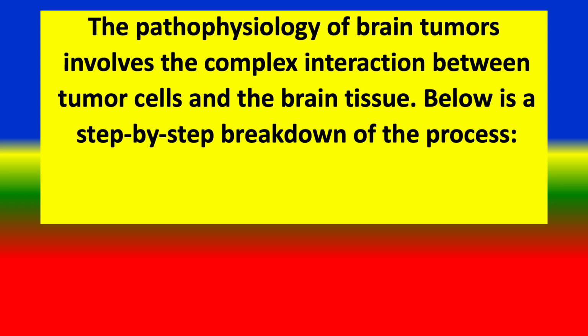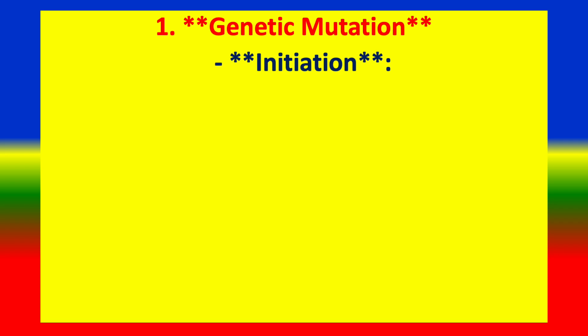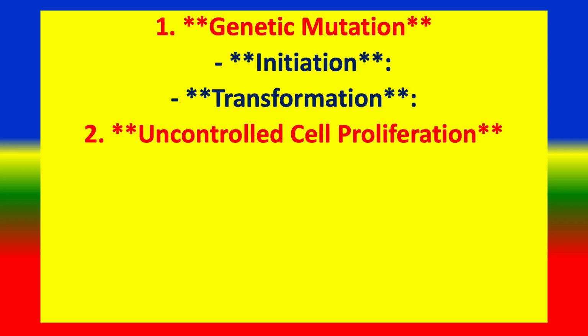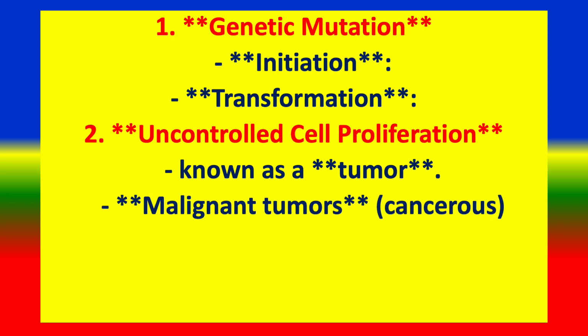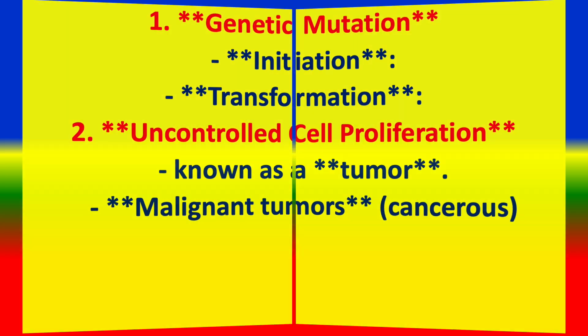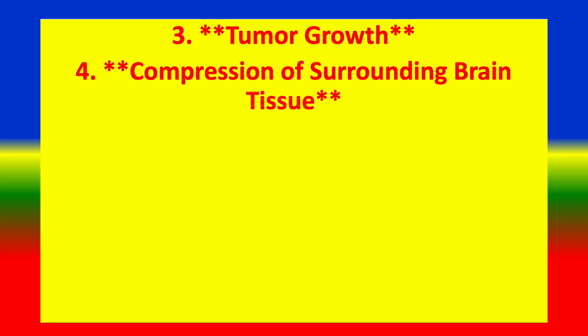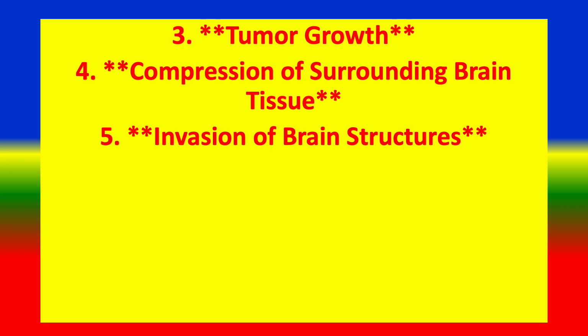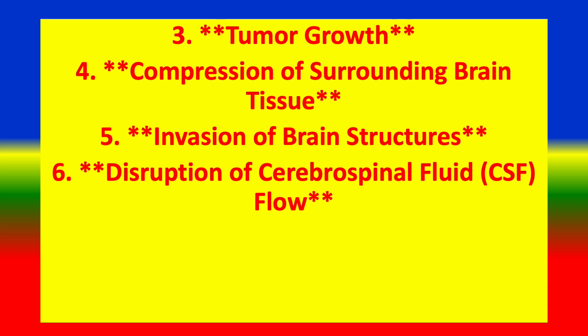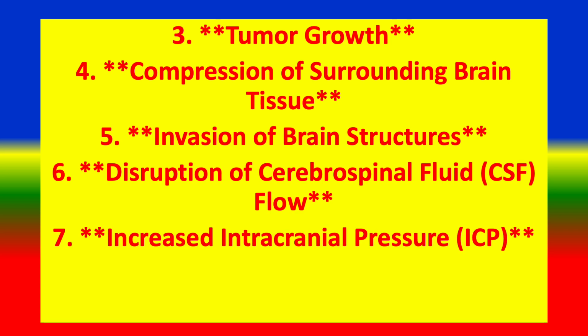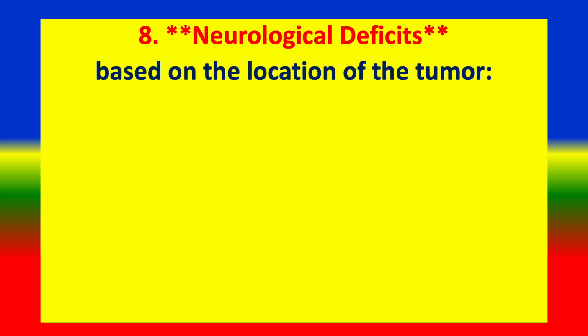The pathophysiology of brain tumors involves the complex interaction between tumor cells and the brain tissue. Below is a step-by-step breakdown of the process. 1. Genetic mutation. Initiation, transformation. 2. Uncontrolled cell proliferation, known as a tumor. Malignant tumors. 3. Tumor growth. 4. Compression of surrounding brain tissue. 5. Invasion of brain structures. 6. Disruption of cerebrospinal fluid flow. 7. Increased intracranial pressure.